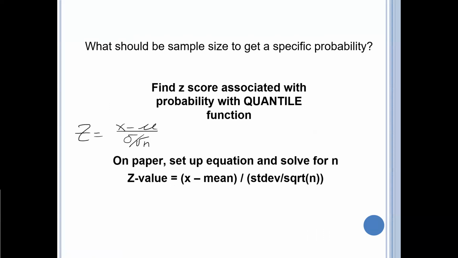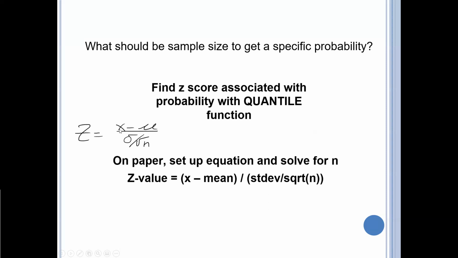The quantile function, like I said, just works in reverse, right? It's basically like you've taken a z-score formula here and you're solving backwards. And sometimes you have to do that when you're dealing with sample sizes, right? So if you want to find how big a sample size has to be to get you a specific probability, well, you have to use the quantile function to deal with the probability. That'll work backwards and tell you the z-score that corresponds to that probability.